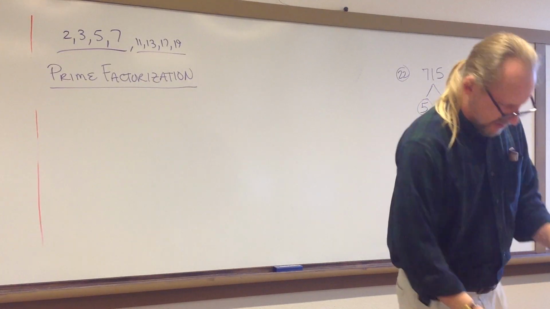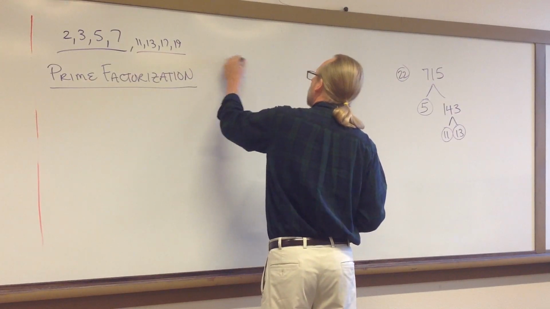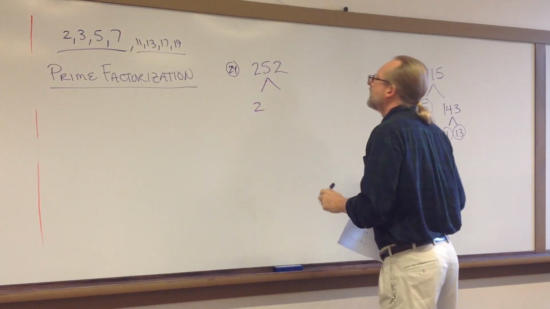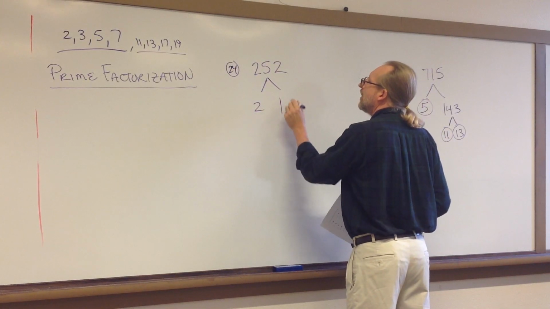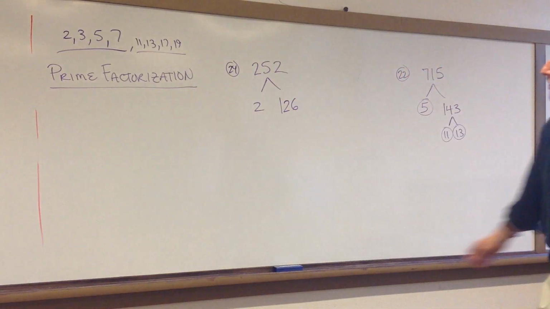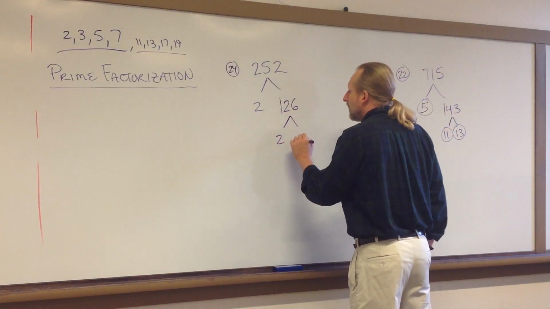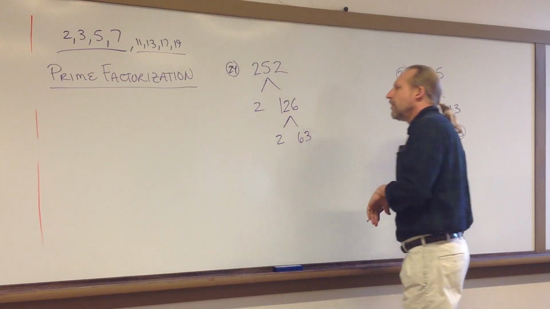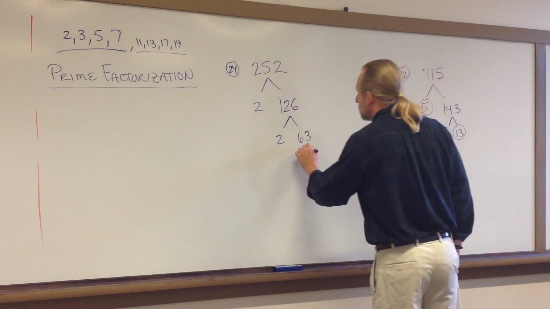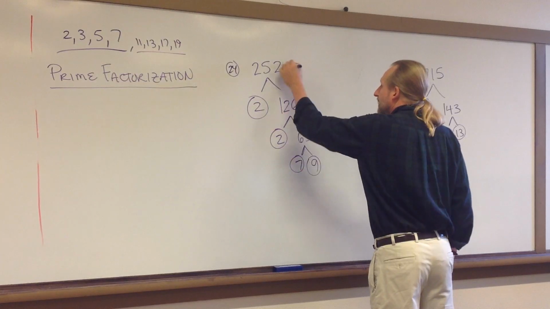What is that one? 252. Okay, so that's an even number, and that is 126. Okay, well this is also an even number, and so that's 63. And then here's where your times tables come in handy. 63 is 7 times 9. So this is 2 times 2 times 7 times 9.